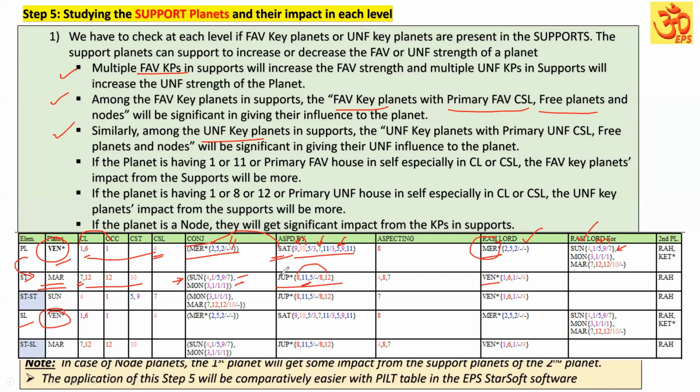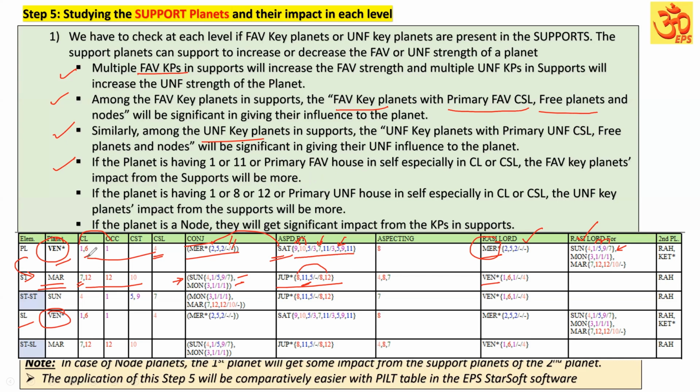For example, Mars has an unfavorable key planet, which is Jupiter. If Jupiter is a free planet, the impact is going to be significant. Apart from that, if Jupiter is also the primary cuspal sublord of the 6th house, the impact will be increased further. That's what it is saying. And if the planet has the 1st or 11th or a primary favorable house in itself, especially in CL or CSL, the favorable key planet's impact from the supports will be more.